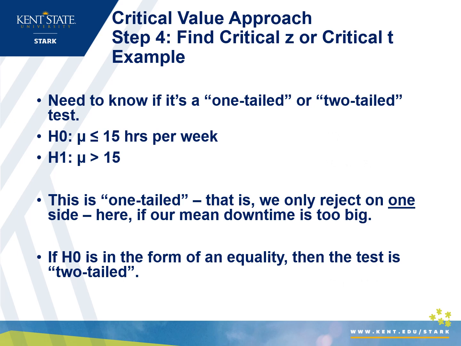When we determine the distribution, we have to determine if we're going to do a one-tailed or two-tailed test based on step 2. The rule is that if your null hypothesis includes an inequality, then we have a one-tailed test. If the null requires equality, then we have a two-tailed test.